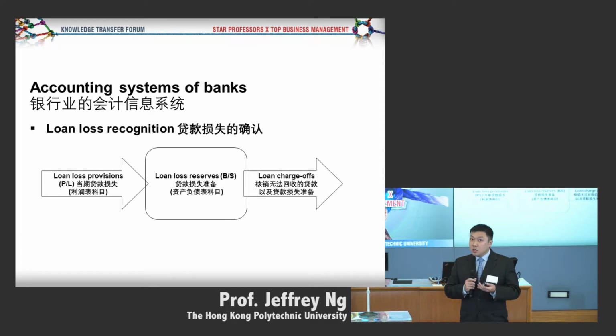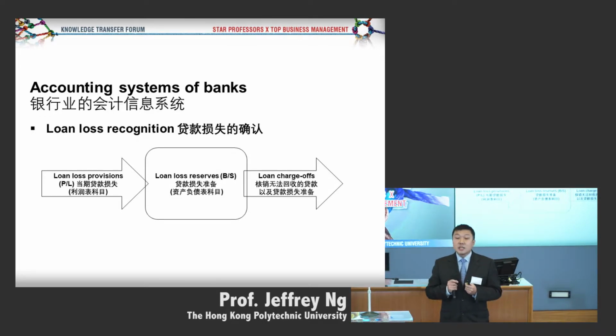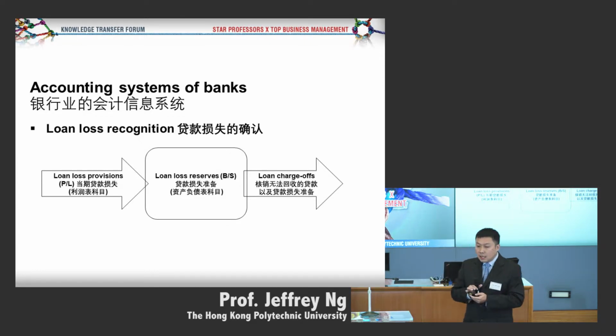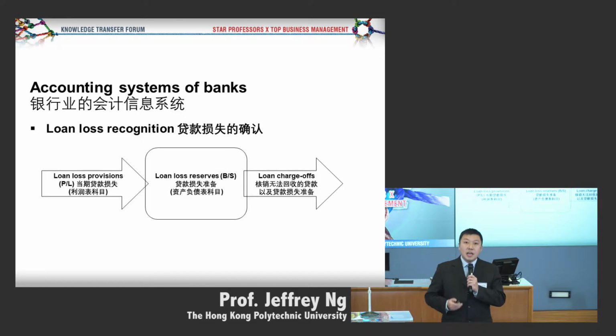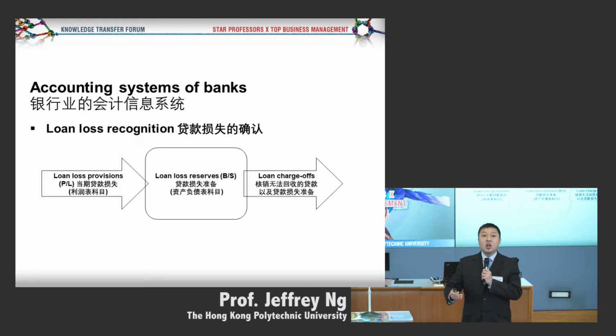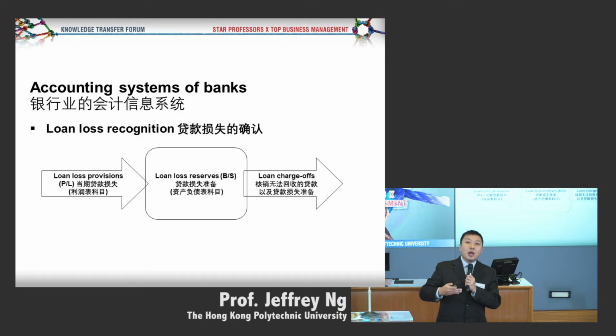Now, I'm going to give a brief introduction of accounting systems of banks before I talk about a specific research that I do. Under the accounting systems of banks, banks are supposed to record loan loss provisions. These loan loss provisions are essentially losses in anticipation of future bad loans. So when banks think that they are going to have bad loans in the future, they actually record losses today as opposed to in the future. These losses will affect the profit and loss statement. So banks will start showing the losses today.